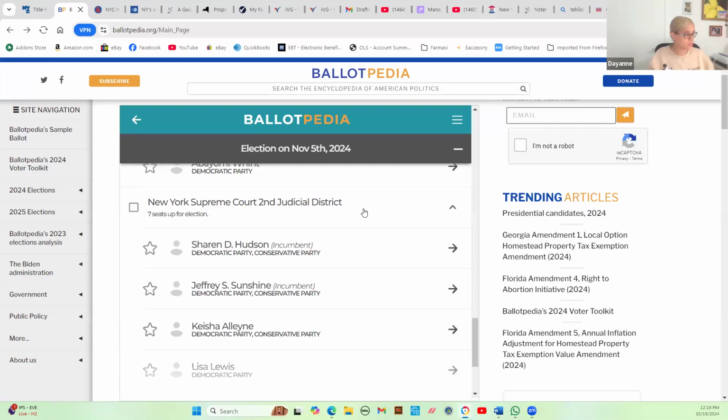Okay, so now the final leg of what's on the ballot is New York Supreme Court Second Judicial District, 7 seats up for re-election and for election. Okay, Sharon D. Hudson for the Democratic Party, Conservative Party for Democrat, is the incumbent. So she's looking for re-election. Okay. Jeffrey Sunshine is also the incumbent looking for re-election.